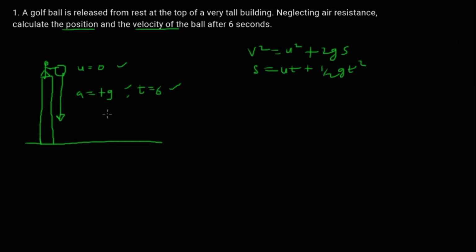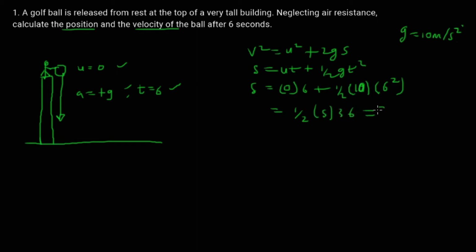Notice that the position is the distance. So the position, which is s, is equal to u, which is 0, times t, which is 6, plus half g. Let's say g is 9.8 or 10. Let's use 10. g is a constant, which is equal to 10 meters per second squared, or 9.8 meters per second squared. Then the time, which is 6 squared. Alright, so we'll have half multiplied by 10, which is 5, times 36, which gives 180 meters.